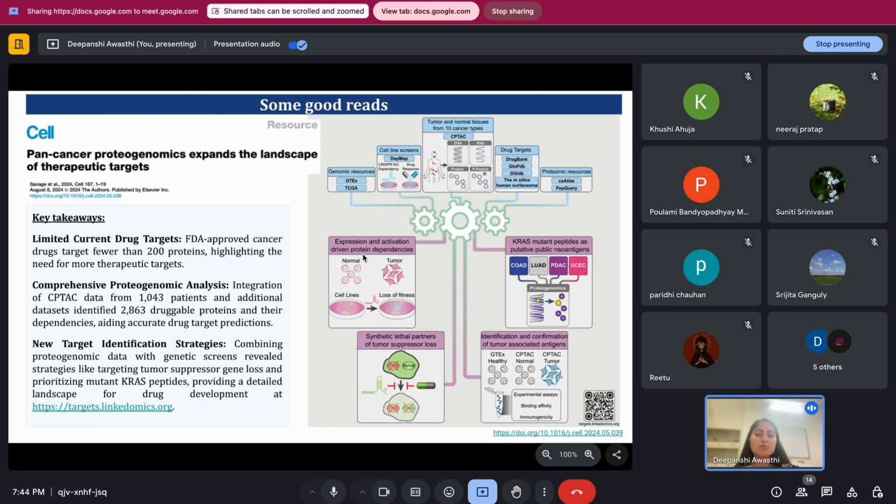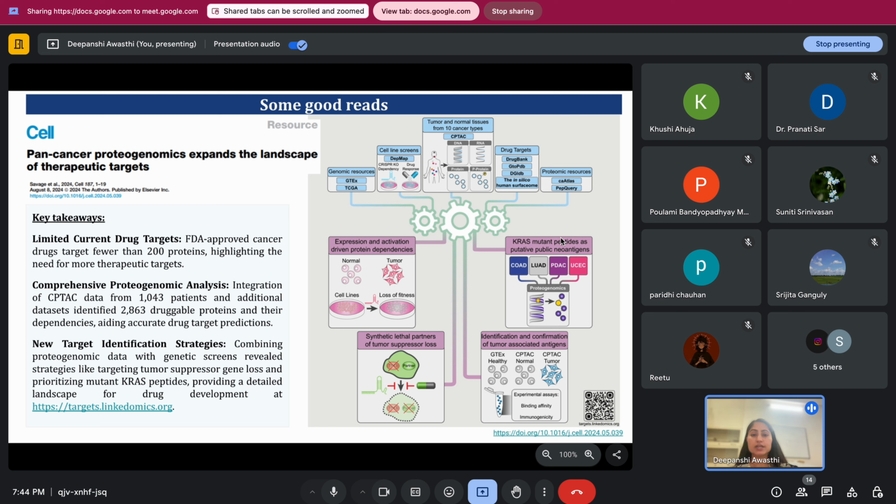So with these resources, what can be done is expression and activation driven protein dependencies, in which you can compare normal and tumor states, what the cell lines are, and what is happening at the level of functions. These things can be done at the expression level, when you are going to express those genes or proteins. And then KRAS mutant peptides as putative public neoantigens. The neoantigens, as I have mentioned earlier, is a term for a particular protein that is synthesized or formed in the cancer state and is not present in the normal state. Those are referred to as neoantigens. And the KRAS gene is the gene which is mostly observed in different cancers.